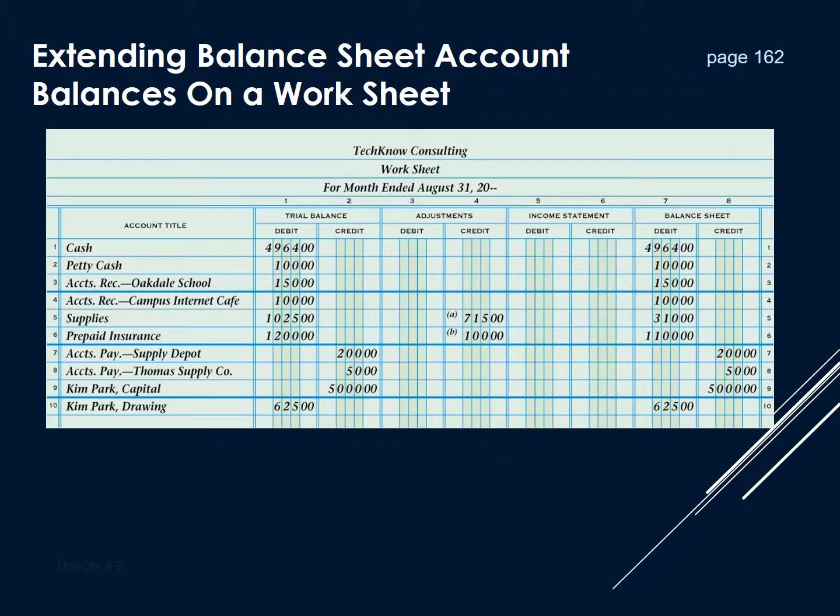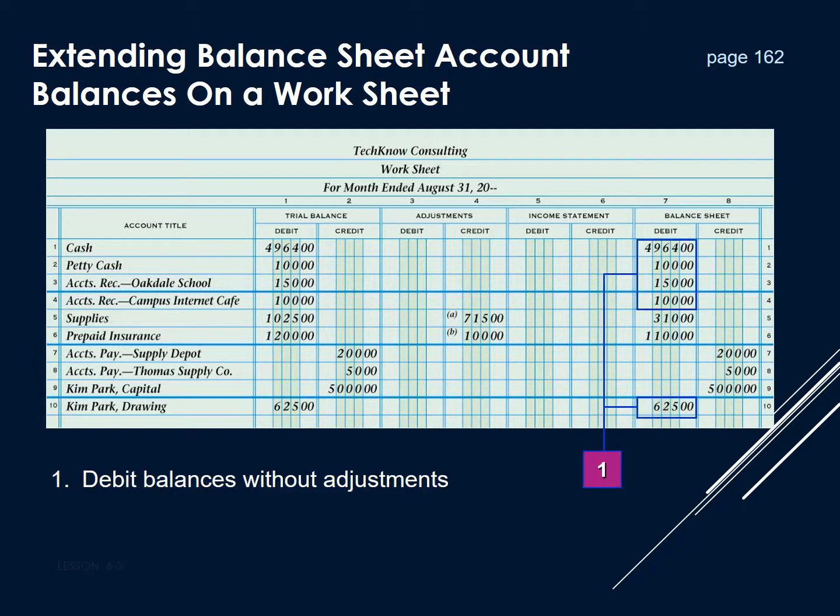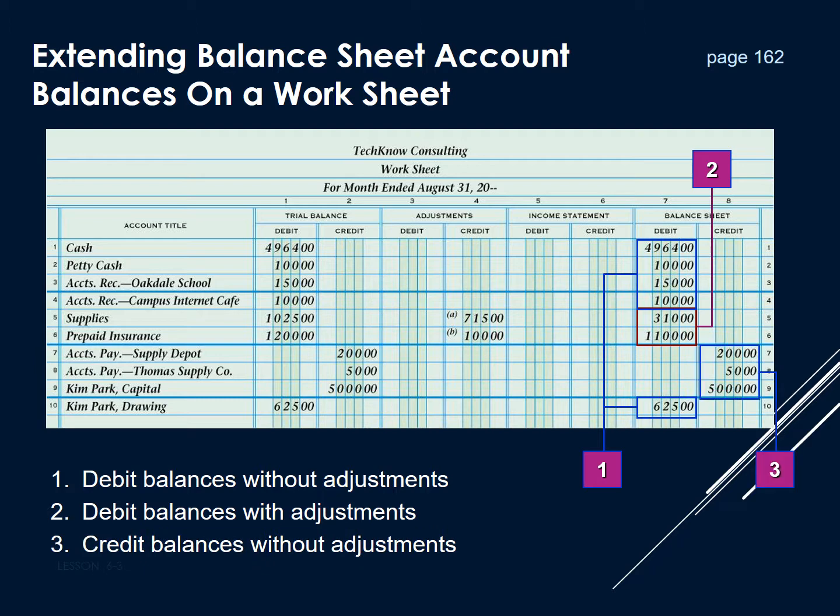It is now time to extend our account balances from our trial balance to our balance sheet section, columns 7 and 8. First, we will extend our debit balances without adjustments. Second, we will then extend our debit balances with adjustments. Remember, the debit balances with adjustments should equal the amount on hand at the end of the fiscal period. Then we will extend our credit balances without adjustments.